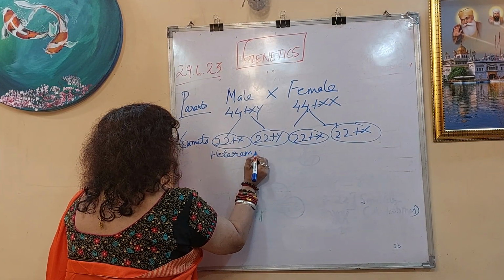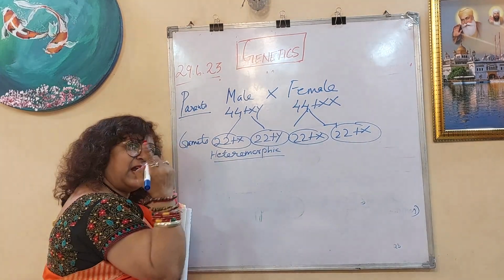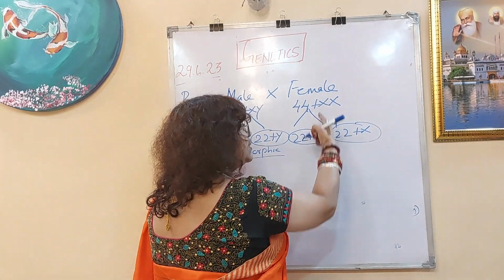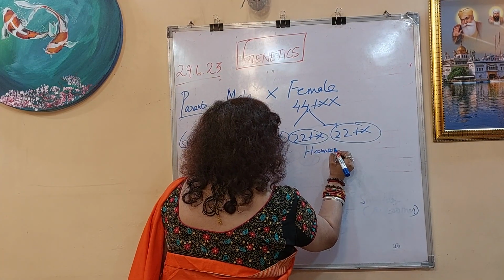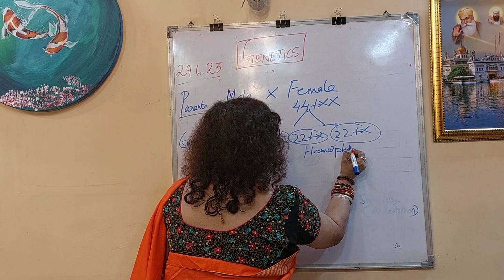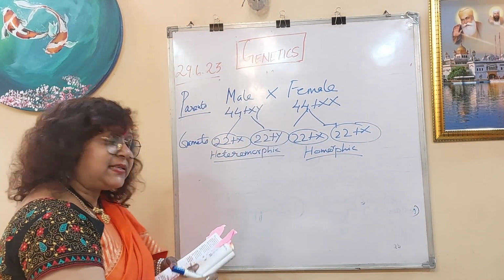H-E-T-E-R-O. Hetero. M-O-R-P-H-I-C. Heteromorphic. They are different. And the X chromosomes in female are homomorphic. They are similar. Homomorphic. Now what will happen in the next step, you see?